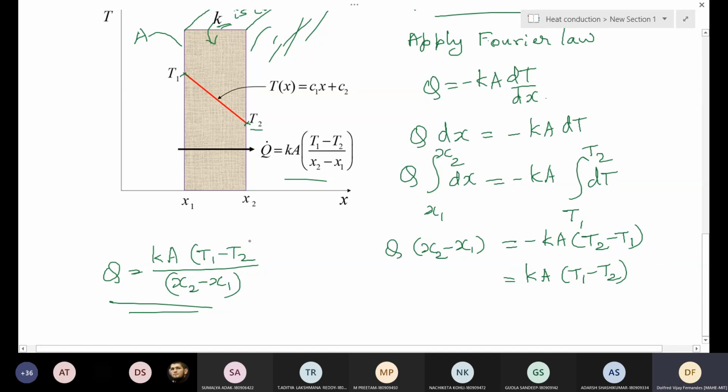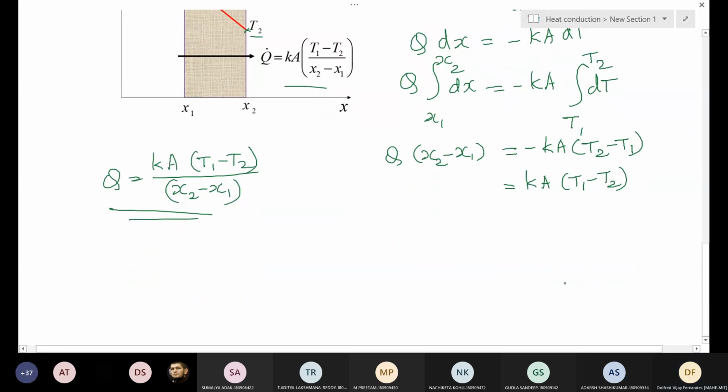Here you can see we have the temperature difference. This is positive and this is also positive. So heat transfer, because in the figure I have shown T1 is greater than T2, is the flow of heat in the positive x direction. By making use of the electrical analogy, we can solve the problems very easily. That's why I will introduce that now itself.